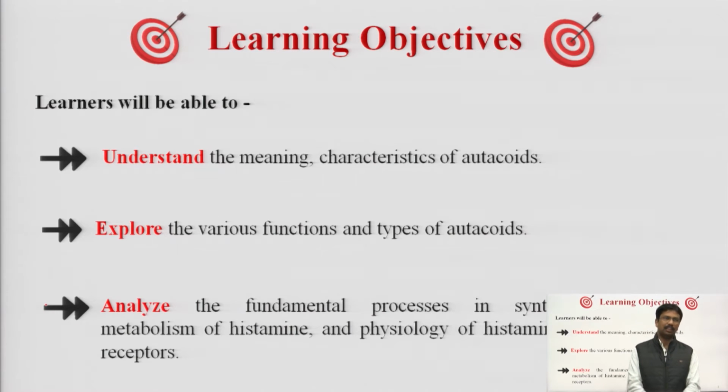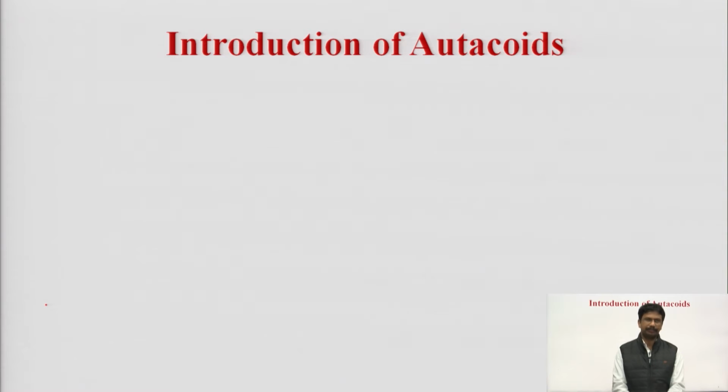So, first of all, we can elaborate the learning objectives. At the end of this lecture, you will be able to understand the meaning and characteristics of the Autacoids, explore the various functions and the types of Autacoids, and analyze the fundamental process in the synthesis and metabolism of histamine and the physiological role of histaminergic receptors. So, let us start with the introduction of Autacoids.